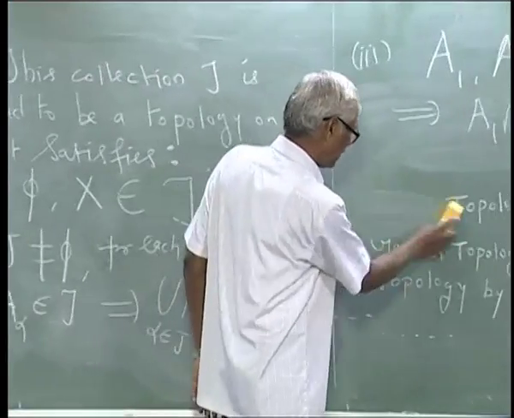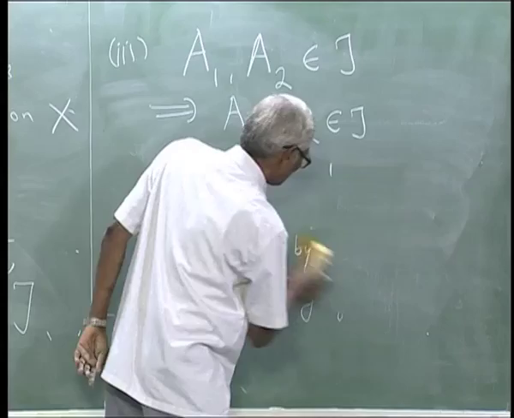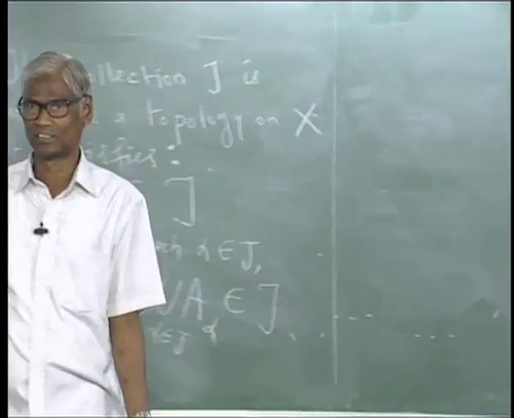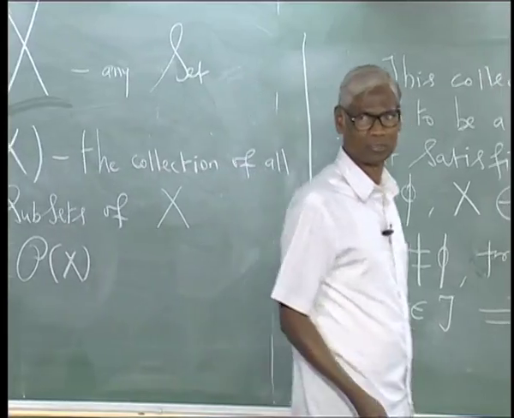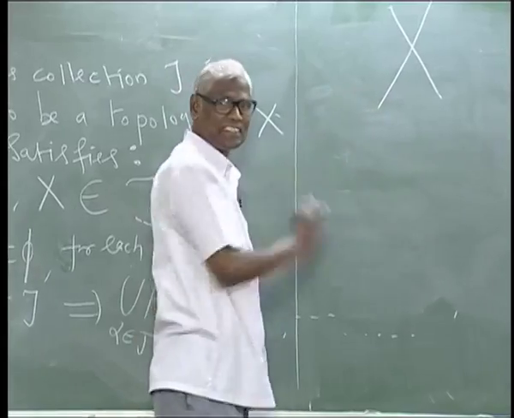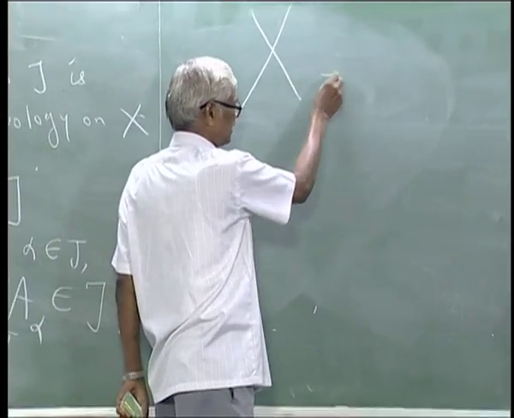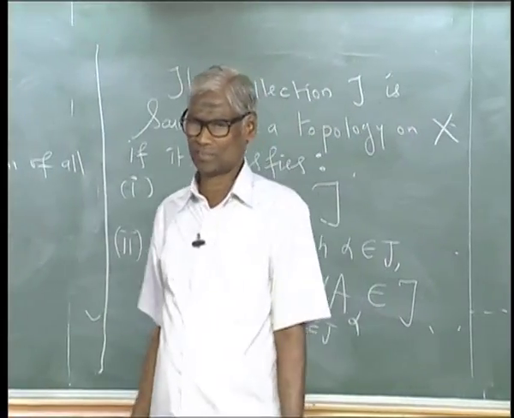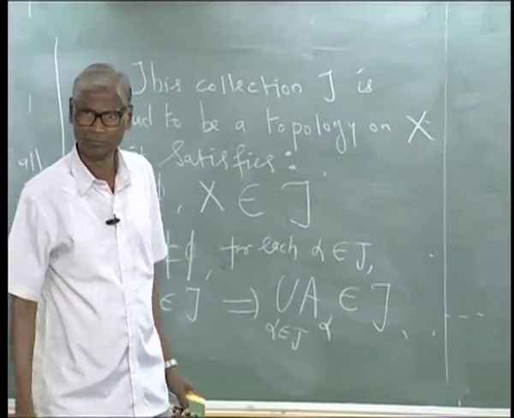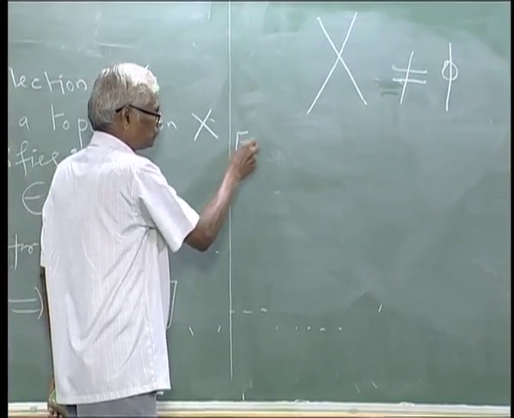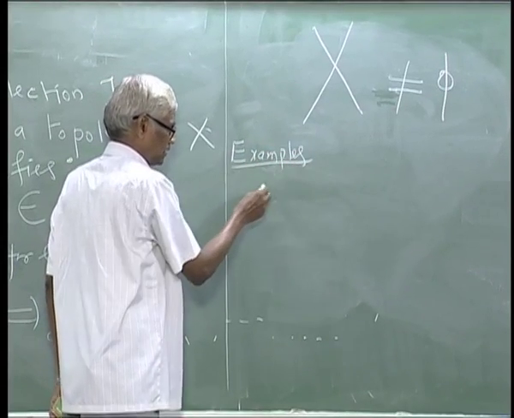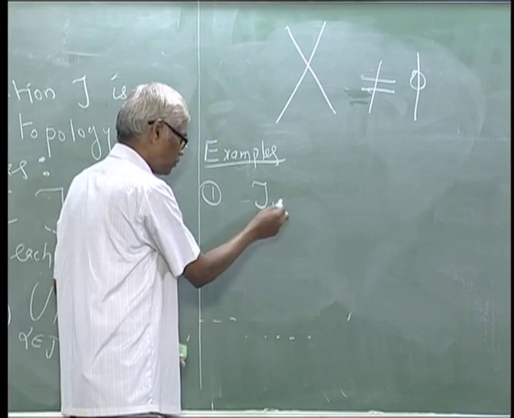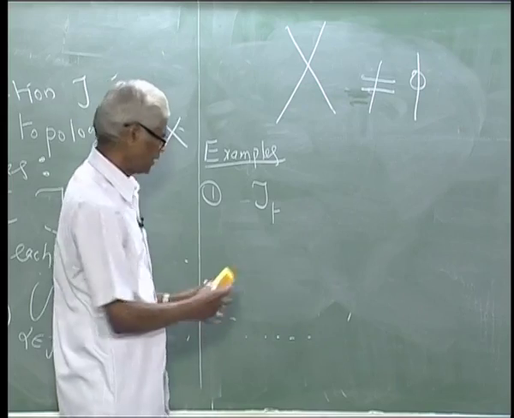Now we will see some simple examples. Unlike in metric spaces or vector spaces, here we are just starting with any set, so it is easy to construct examples. To start with, X is any set. To avoid the trivial case where tau contains only the empty set, we will assume that X is non-empty. The first example we call tau 1, or tau with suffix t for trivial.